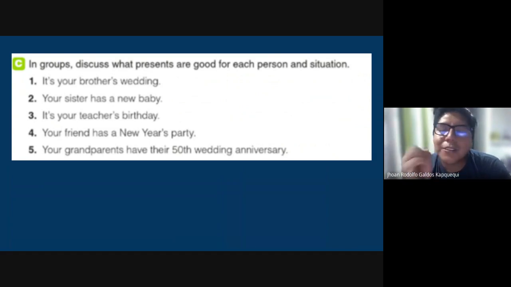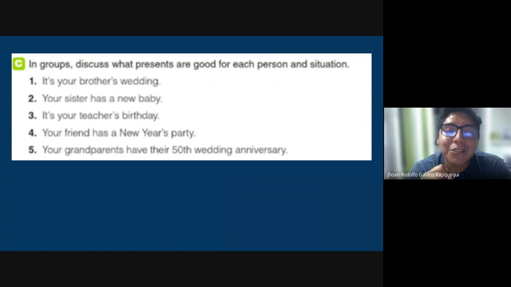Number one, it's your brother's wedding. What do you think is the best possible gift for your brother's wedding? Number two, your sister has a new baby. In your opinion, what is the best possible present for that? Number three, it's your teacher's birthday. What do you think is the best gift for a teacher, especially on his birthday?